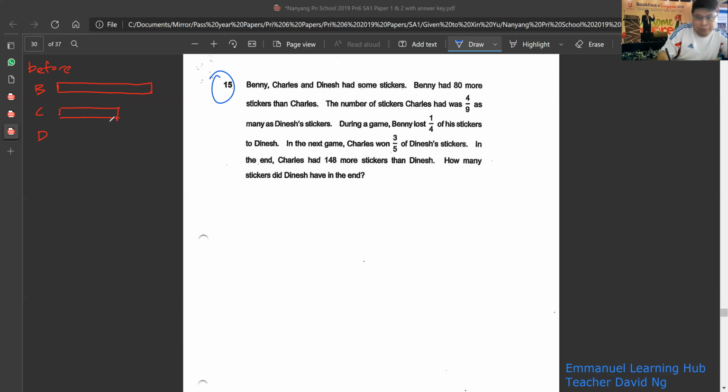Okay, that's all you have to draw. 80 more than Charles. Number of stickers Charles had was 4/9 as many as Dinesh. 4/9, right? So this is 4 parts, so these 9 parts are... Am I talking sense? Number of stickers Charles had was 4/9 as many as Dinesh.